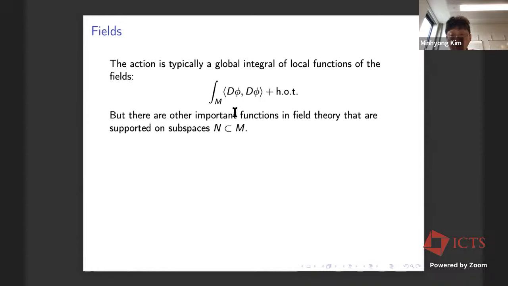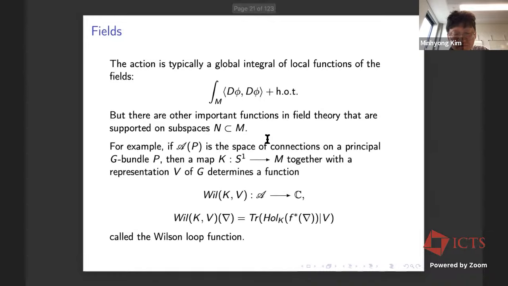But there are other important functions in field theory that are supported only on submanifolds. And thinking about such things flexibly, using the machinery of higher category theory, seems to be becoming very important these days. It's one of the hottest topics, I think, in mathematical aspects of quantum field theory. So a good example, which in fact is the only example I understand, is when the space of fields is the space of connections on some principal G bundle P.